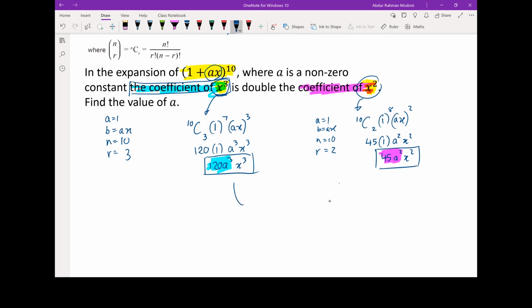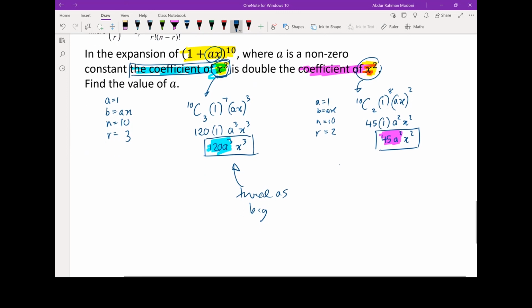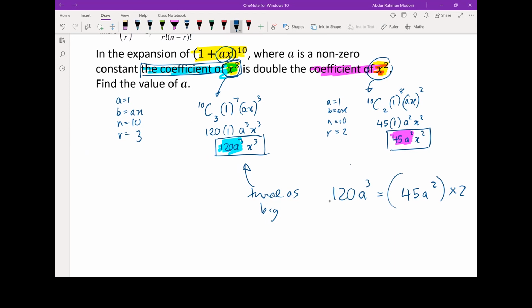What that means is this is bigger, isn't it? It's twice as big as the other. So in order to set up an equation, they must both be equal. We would then times which one by 2? The smaller one, yeah? So we would times 45a squared by 2 in order to make it equal to 120a cubed, because at the moment a cubed is double.